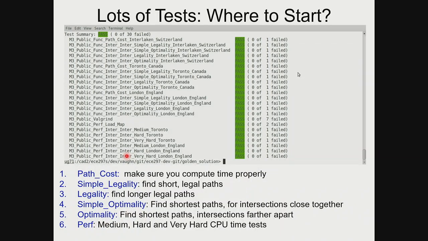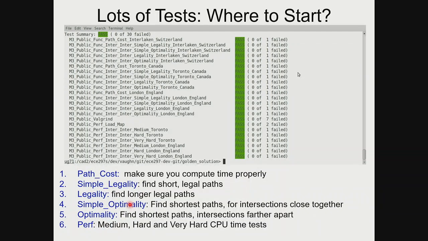Then there is legality, which is similar to simple legality, but these are nodes that are further away from each other. Again, these don't necessarily test the optimality of the path. They just test that you are able to find a path, even if the intersections are very far from each other.